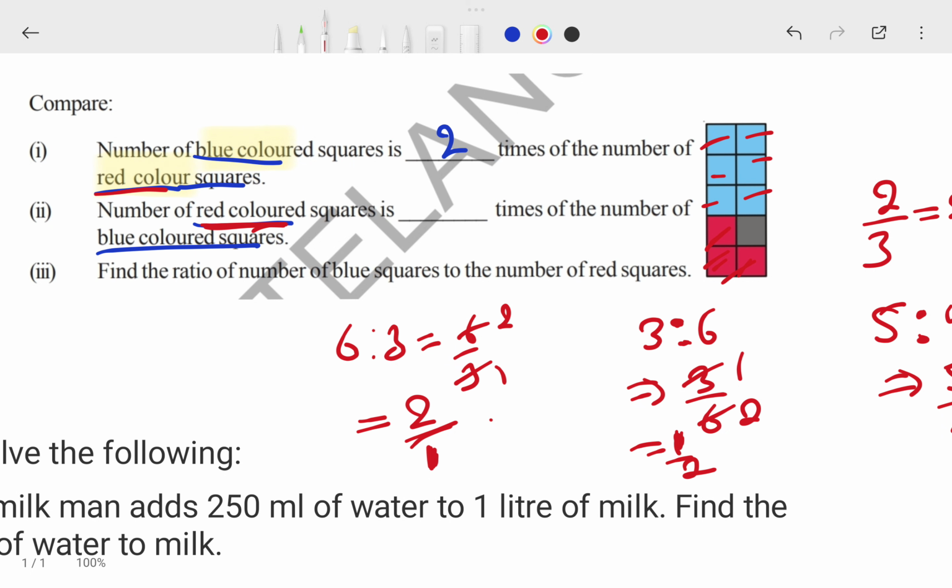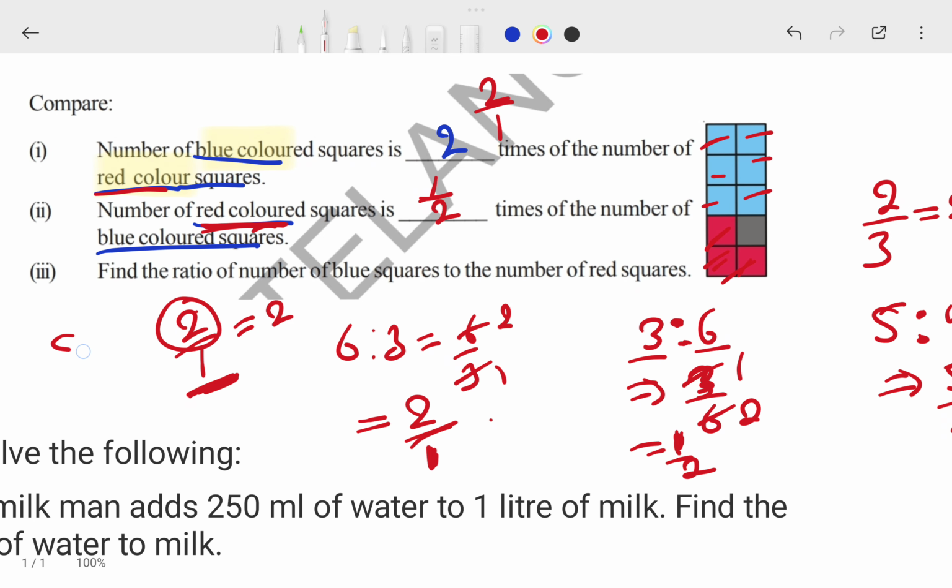Now that's why here our answer, how many red colors? 3, blue color 6, so we write it in the form 3 by 6. Now if you divide, 3 ones are 3, 3 twos are 6. So what is the answer? The answer is 1/2. Why is the answer here not 2/1? Because if you write 2/1, we directly write 2 only. Why? Because whenever 1 is on the down side, we directly write the upper number only.